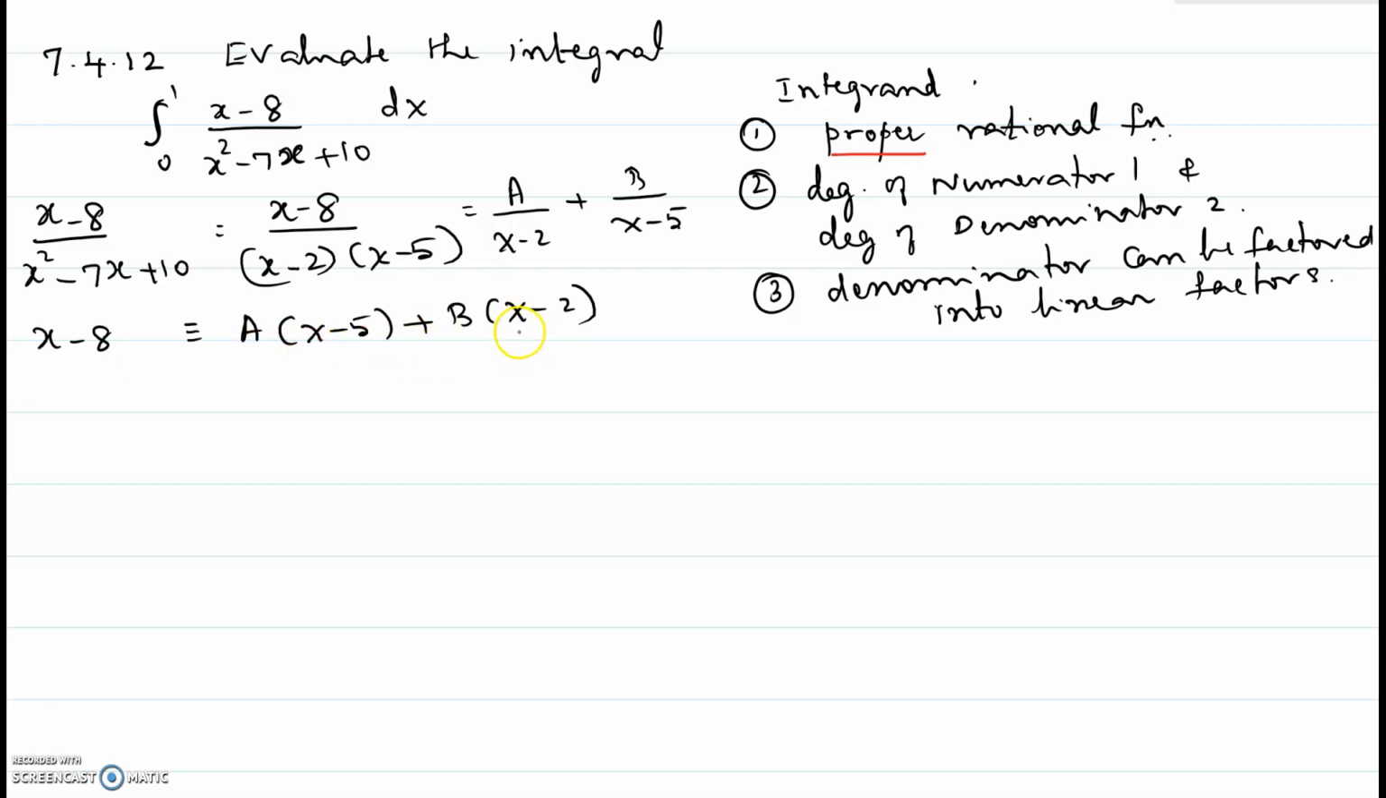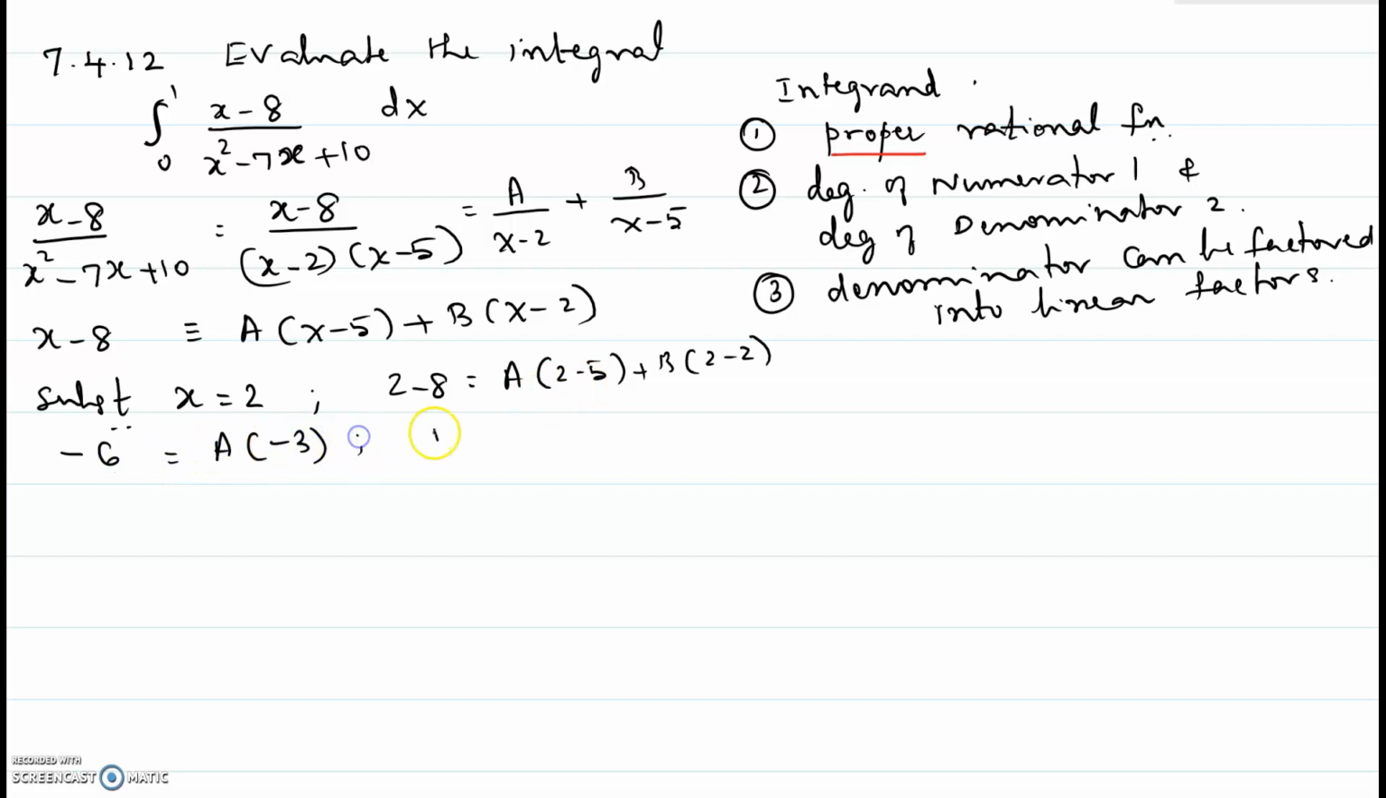I'm going to plug in x equal to 2, so that way B gets eliminated. So substitute x equal to 2 in this relation. So we get 2 minus 8 equal to A times (2 minus 5) plus B times (2 minus 2), which is 0. So the left hand side is negative 6 equal to A times negative 3, or A equals 2.